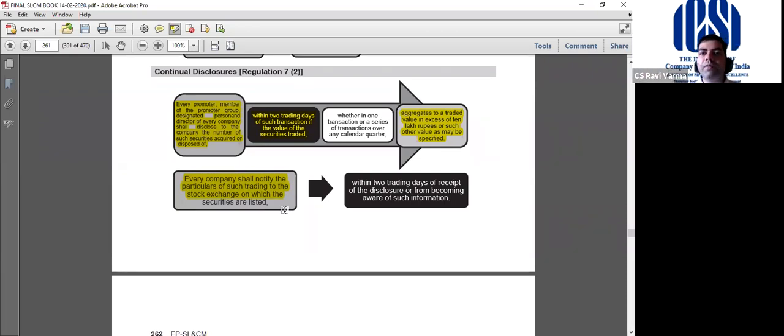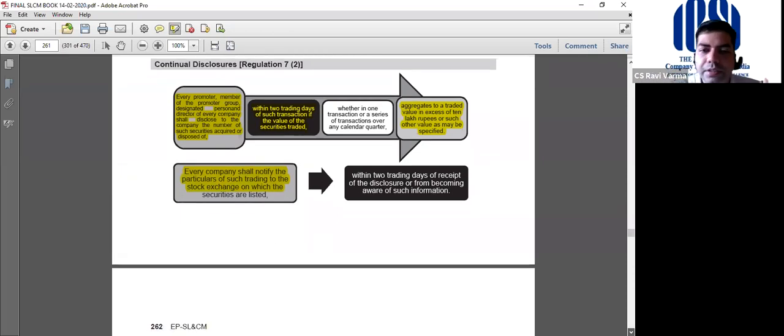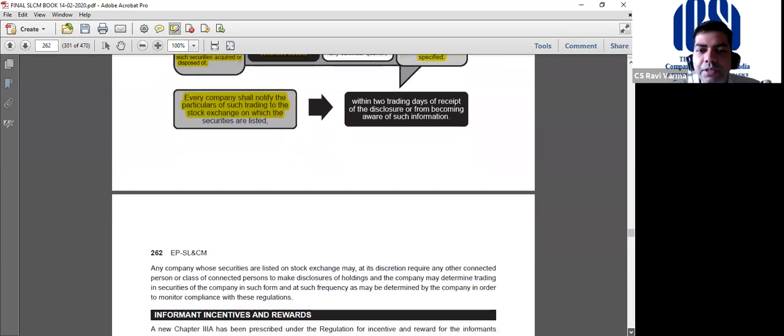In the takeover, just recollect, you are making a disclosure to the company and to the stock exchange. But here, you are only telling the company. The company will inform the stock exchange. Okay, so just remember it in the continual disclosure.